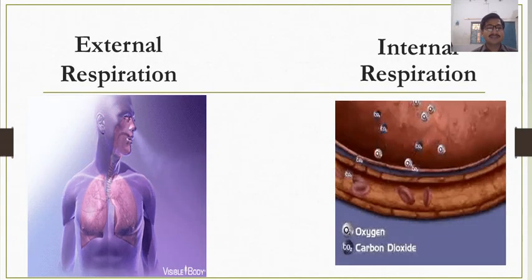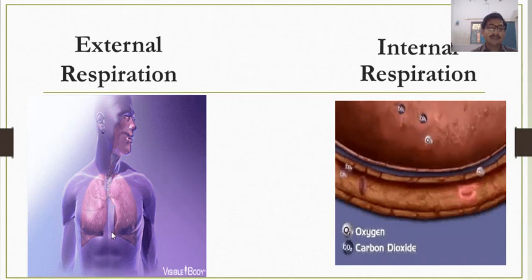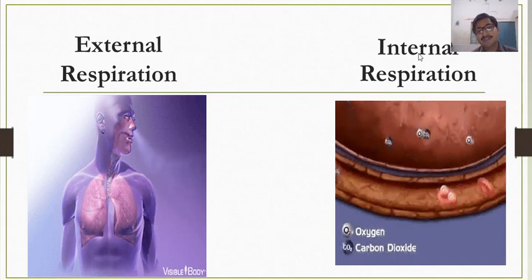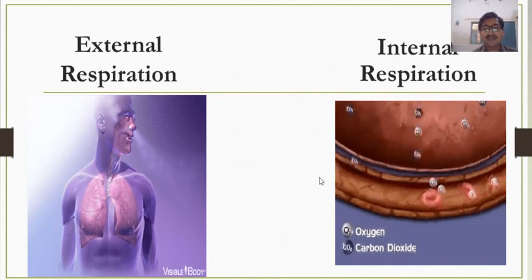External respiration and internal respiration are two types of respiration in humans. So external respiration, the exchange of gases between the environment and the body, is known as external respiration, while internal respiration is the exchange of gases at the cellular level between blood and the cell.